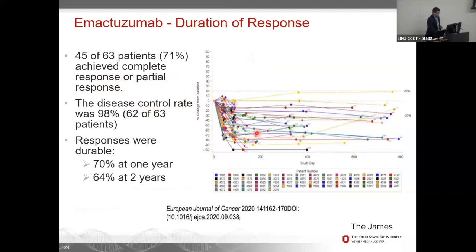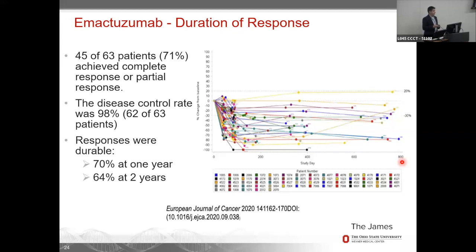Another swimmer's plot, and in this case, you can see at the bottom that the largest number in terms of days is 800 days. So meaning that the responses were durable in this trial. 70% were still having response at the first year, and 64% had the response at 2 years. So that's sustained over time, which is really unique for this drug.